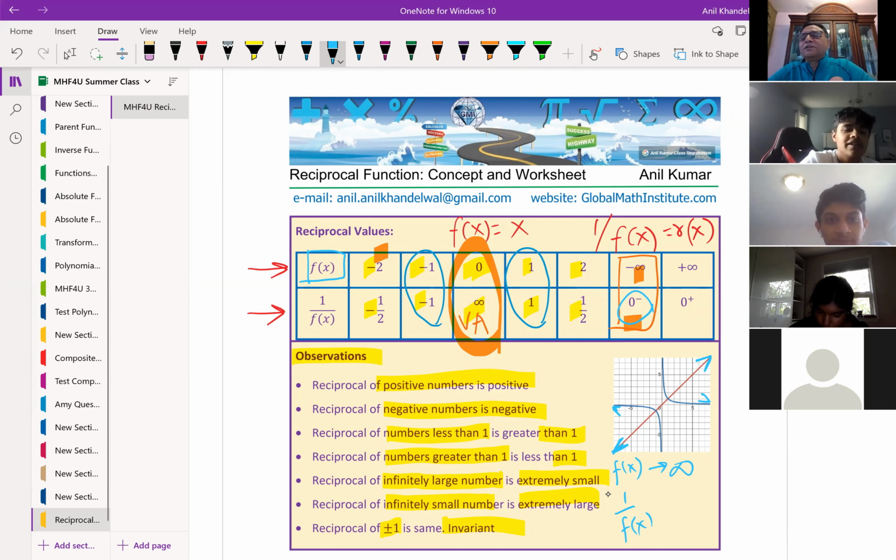1 over 1,000 is 0.001. If you are working in 2 decimal places, you get 0. And it keeps going like that, giving a positive value. You get the idea.